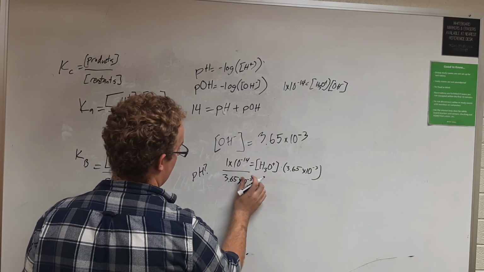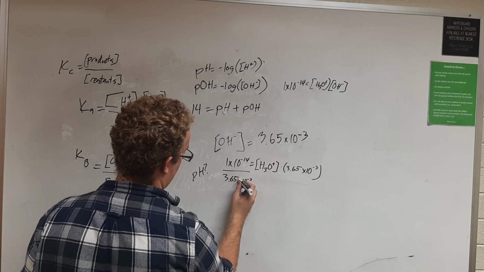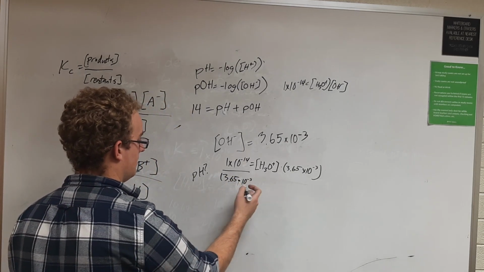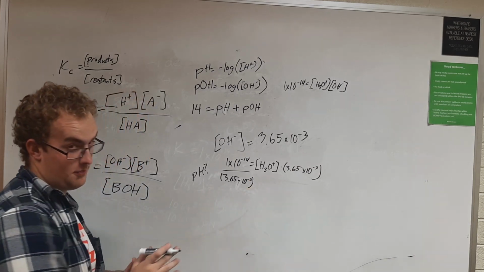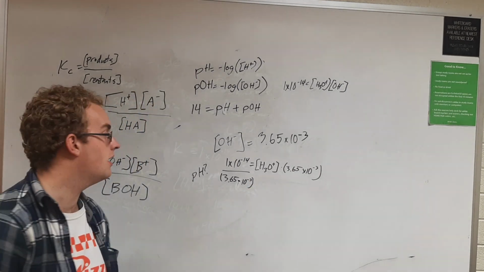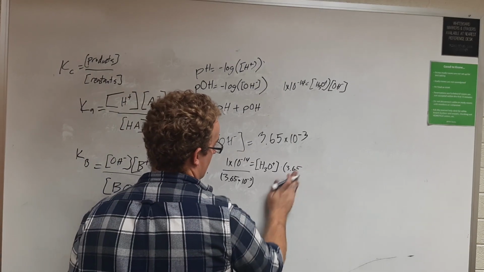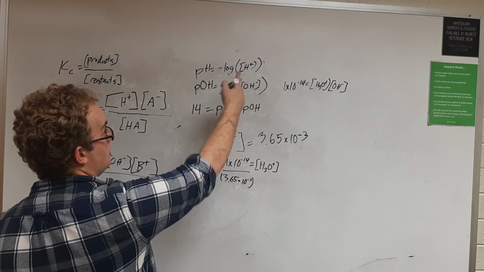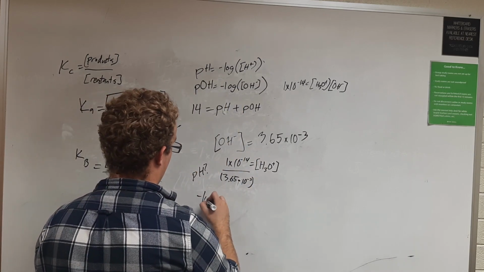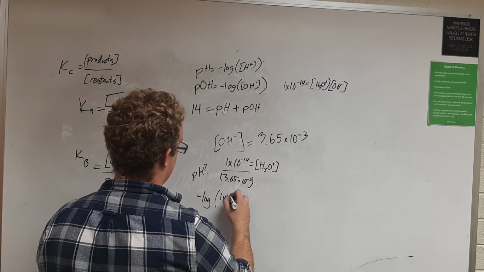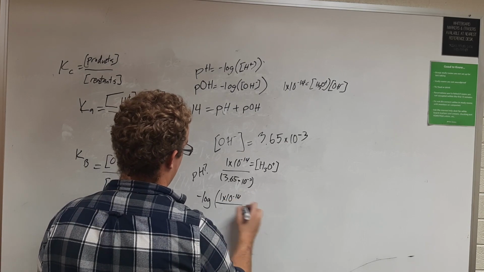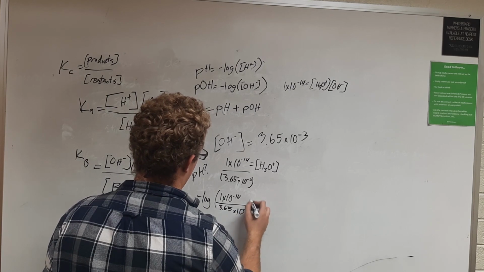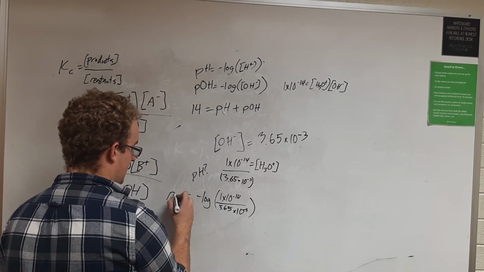I would be careful and use parentheses here in your calculator. That's an easy mistake to make. You might divide by only this part and then times by that. Do parentheses around this whole part. Be really careful with how you plug this into your calculator. Then that will give you the hydronium concentration. And if you just take the negative logarithm of this, then you'll get your pH. So the negative log of 1 times 10 to the negative 14 over 3.65 times 10 to the negative third, that will give you your pH, and you've done it.